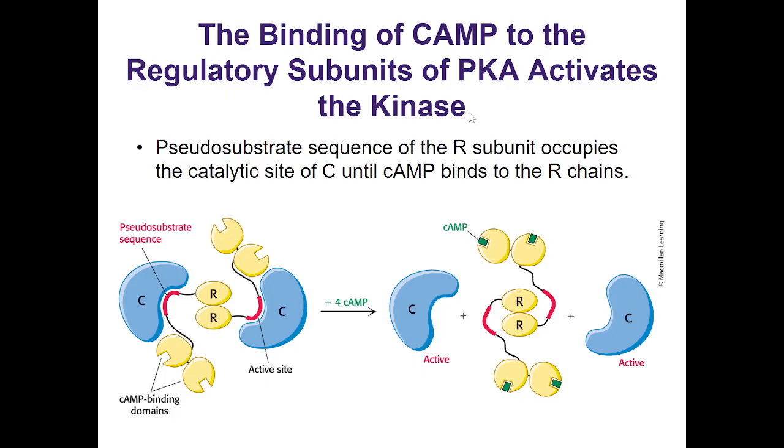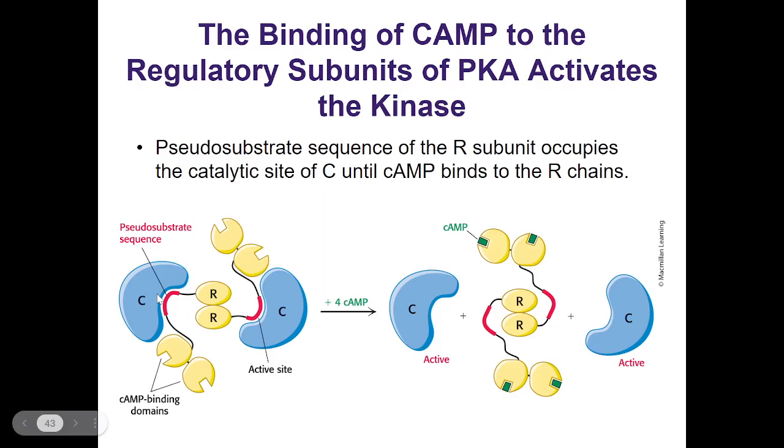All right, so the pseudo-substrate sequence of the R subunits is going to occupy the catalytic site of your C subunits until the cAMP binds to the R chains. This is a really great diagram that does a great job on this, by the way. Again, these are our pseudo-substrate sequences. This would be our active sites here that are being bound.